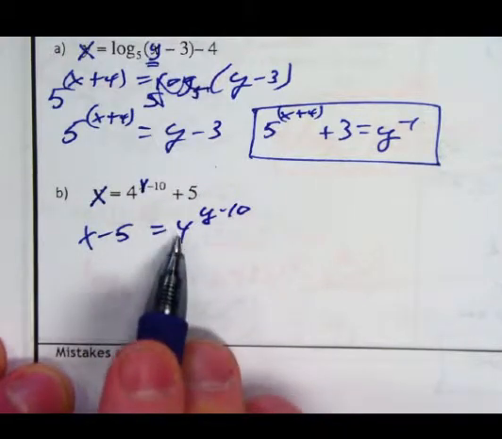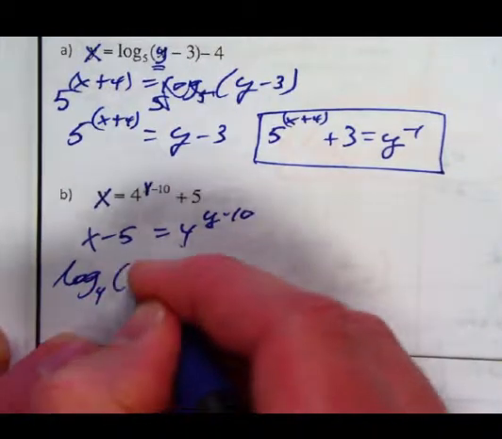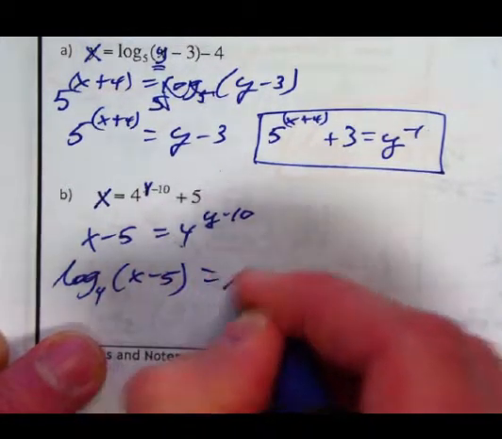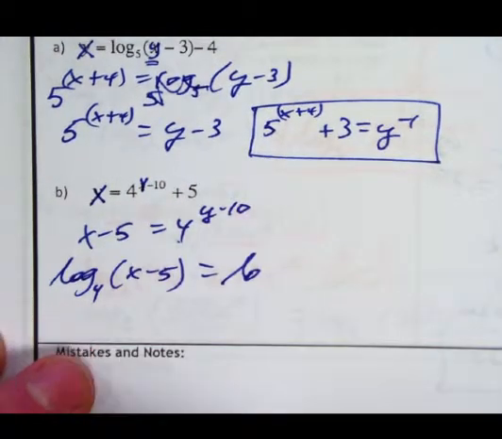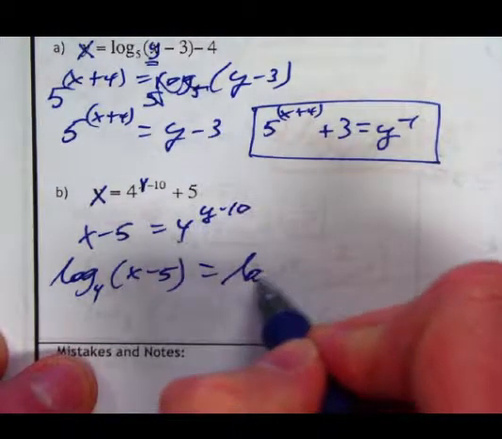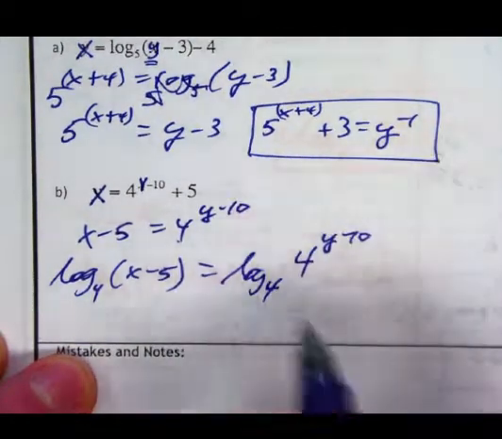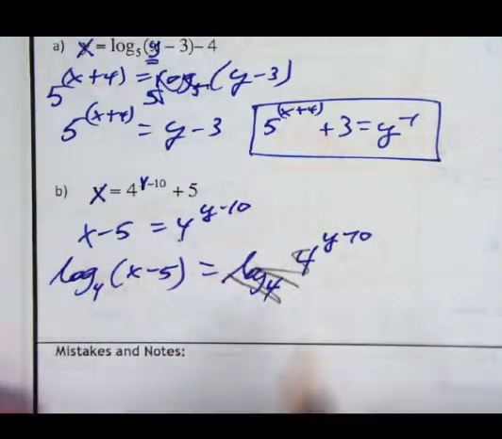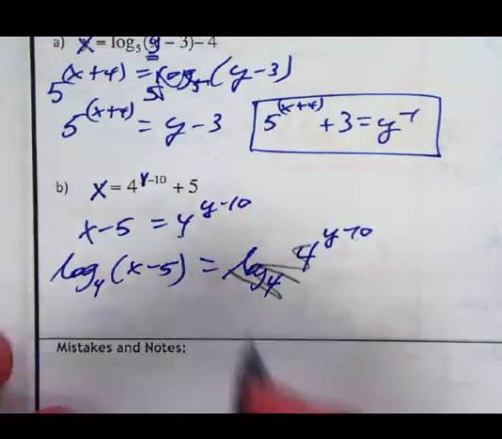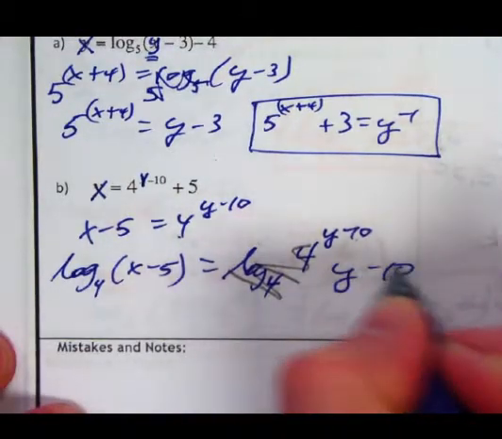Now I've got exponential base 4. I get rid of it with log base 4. So I'm going to take log base 4 of both sides. Log base 4, and then 4 to the y minus 10 power. Then these are going to cancel. Goodbye. And that's going to bring down y minus 10. So all of this now equals y minus 10. That's all that's left here.